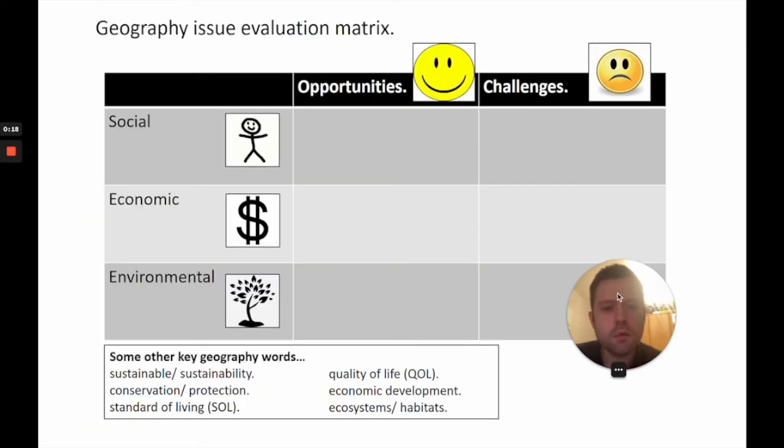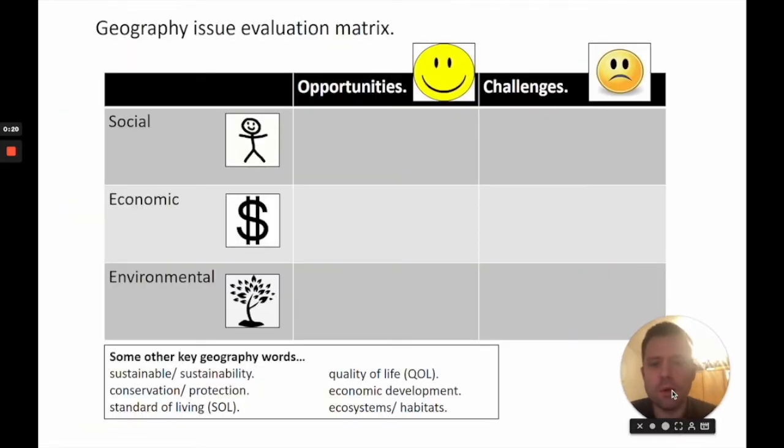Alright, so you definitely will have seen one of these in your geography lessons with your teachers. It's an issue evaluation matrix. Don't get confused by the term matrix, okay? It's just a table of information where more than one thing is going on. So, for example, here we've got social, and we've got the opportunities and challenges next to each other. Two things going on at the same time.